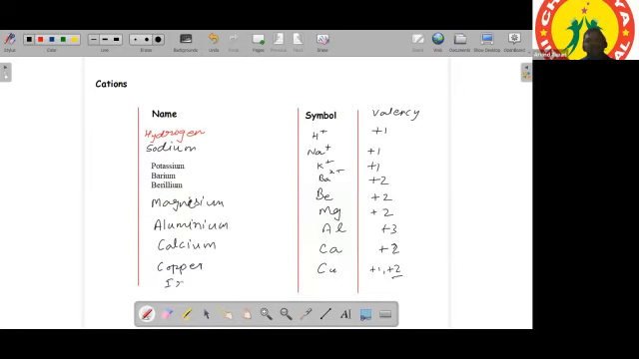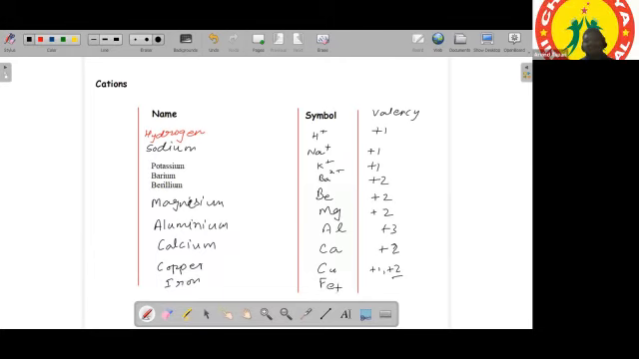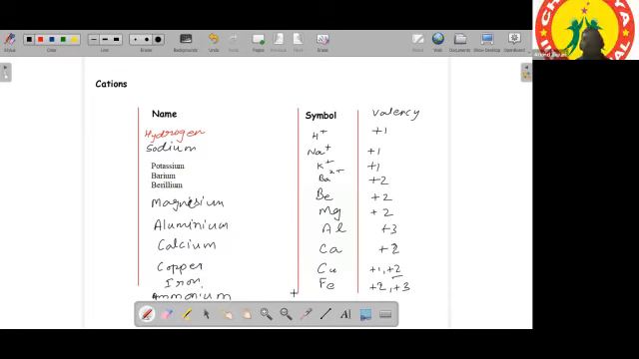For iron, what is the valency? Fe, and I think valency is 3. It has two valencies, +2 and +3. So it will be stated wherever you write it. Then the last one is ammonium. Can you tell for ammonium? Ammonium is NH4 and valency is +1.